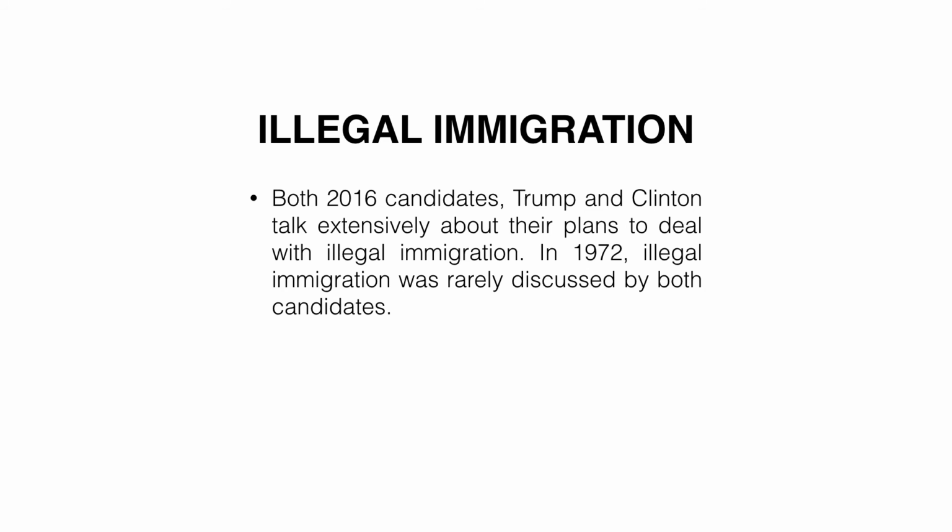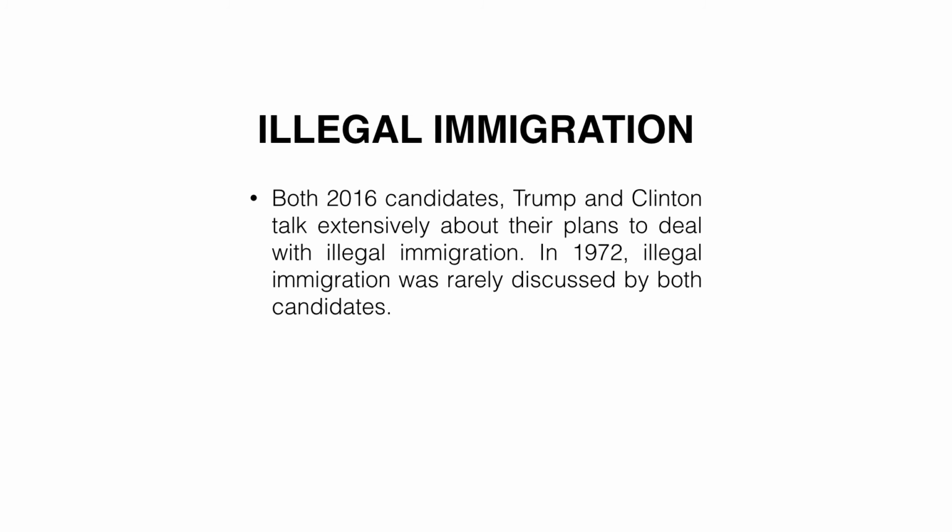The third difference is that there are issues that were rarely discussed during the 1972 election, but became one of the main topics for the 2016 election. One such topic is illegal immigration. Nixon and McGovern rarely, if ever, discussed illegal immigration. However, due to the steady increase in illegal immigration over the decades, illegal immigration is now one of the most important topics during the 2016 election.